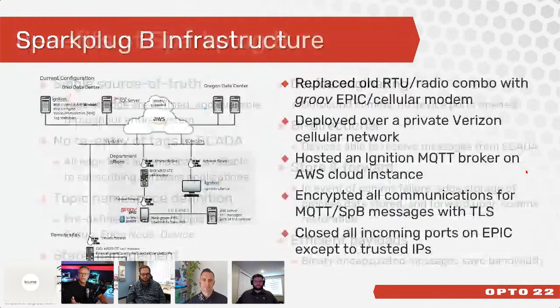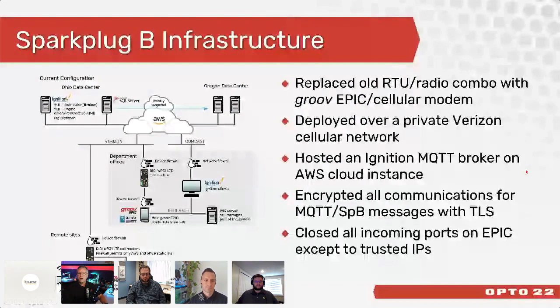So the new architecture looks like this. They replaced the old RTU radio combination with a new Groov EPIC, a Sparkplug-compatible product. It was essentially another RTU, obviously with a lot more power and capabilities, and they deployed all this over a private Verizon cellular network. Then, as I said, they host their MQTT broker on an Ignition platform on AWS. I'll let Frank talk a little more about some of the cool things he's done there.